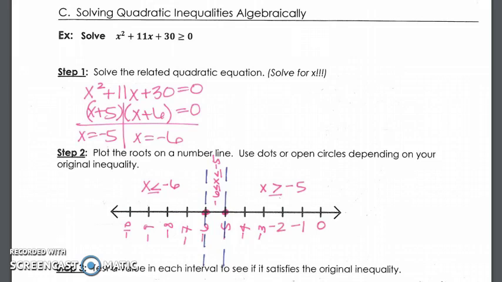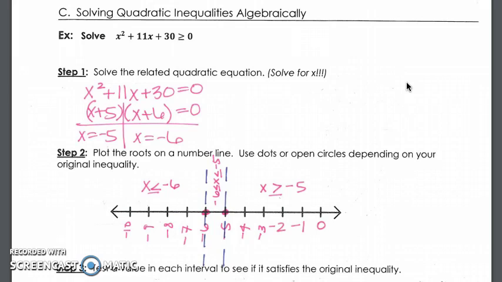Okay, so this first example, it's asking us to solve x squared plus 11x plus 30 is greater than or equal to 0 algebraically. So step one, we want to solve the related quadratic equation. So we're going to switch that inequality symbol into an equal sign and solve for x. So far we've talked about factoring, completing the square, quadratic formula, square root property. We're going to use one of these to solve the quadratic equation.